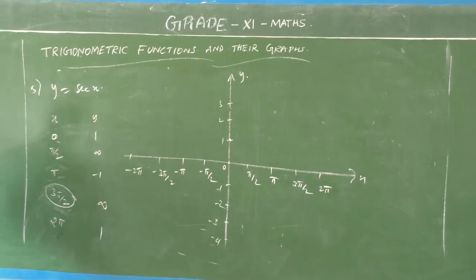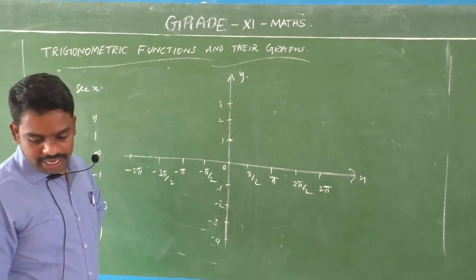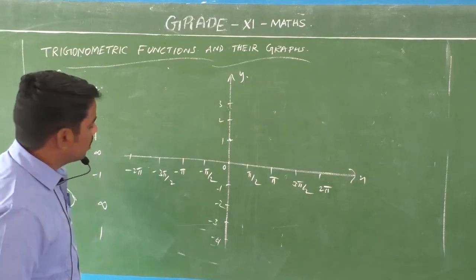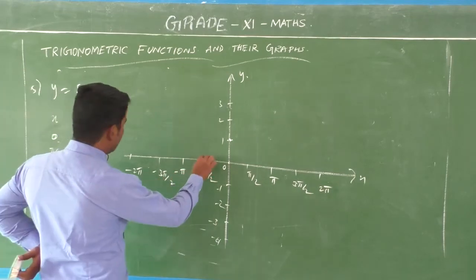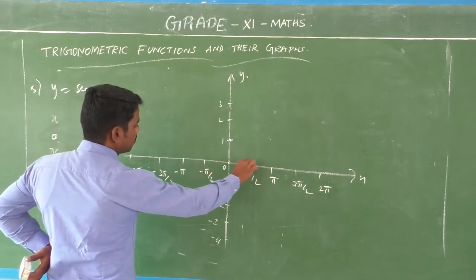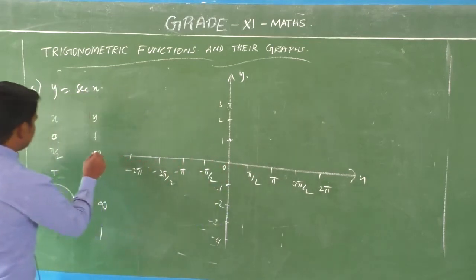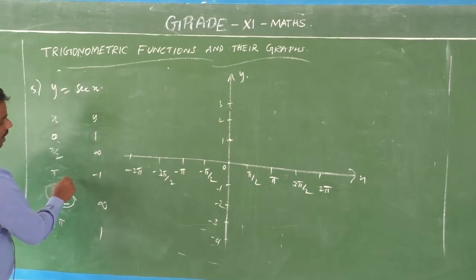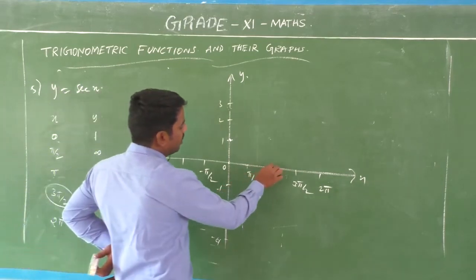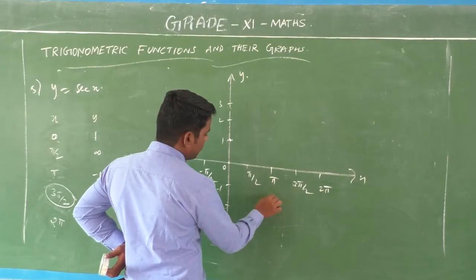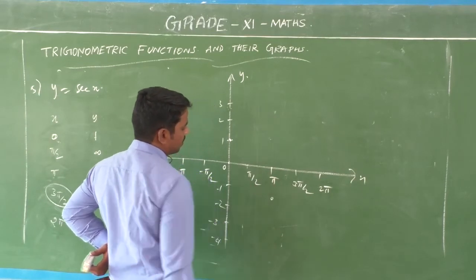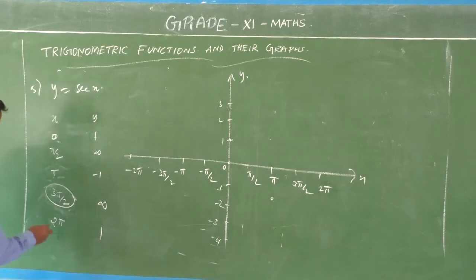Next, x equal to pi by 2 and y is infinite. That means at x equal to pi by 2, y is infinite, so no answer. Next, the third one, x equal to pi and y equal to minus 1. So this point is pi, minus 1. Next, 3 pi by 2 is not defined. Okay, no answer.